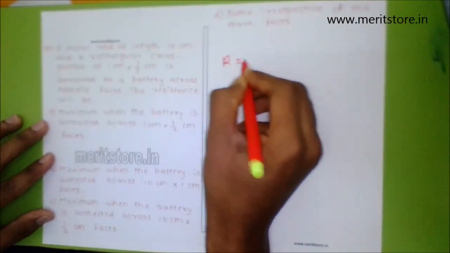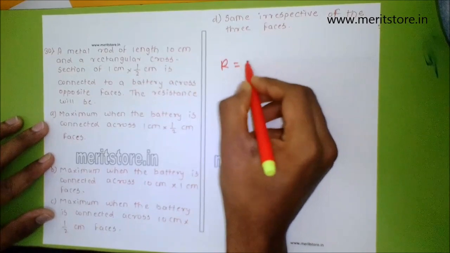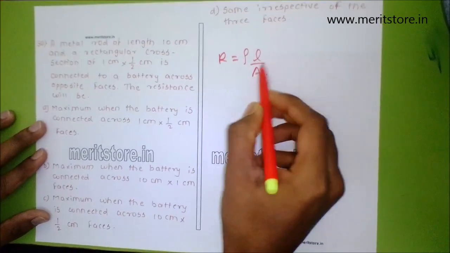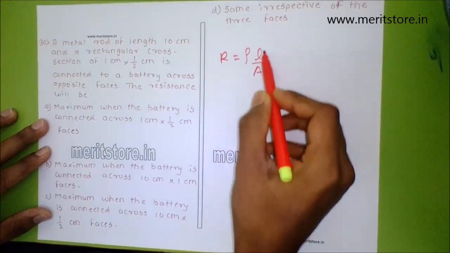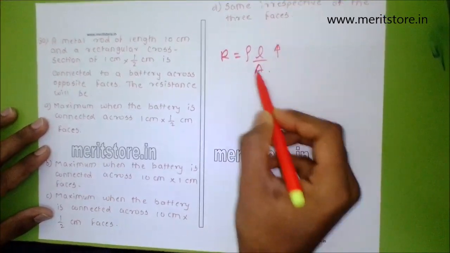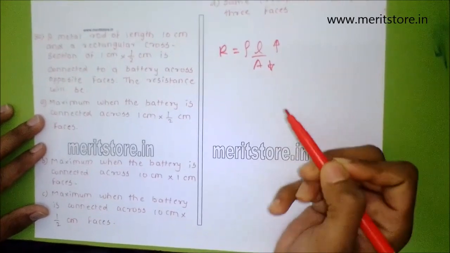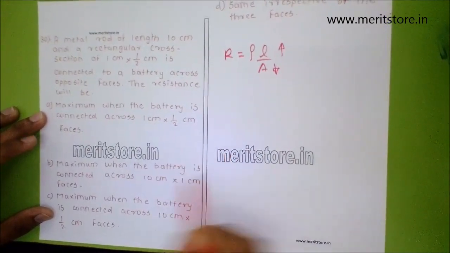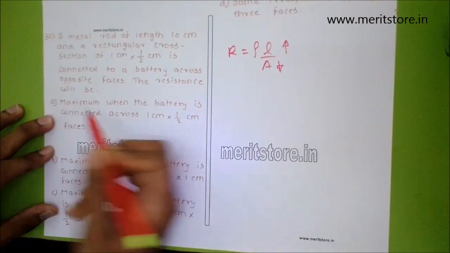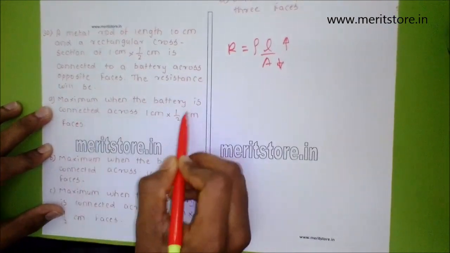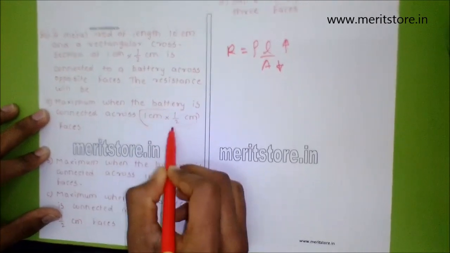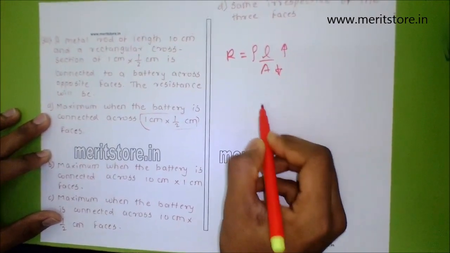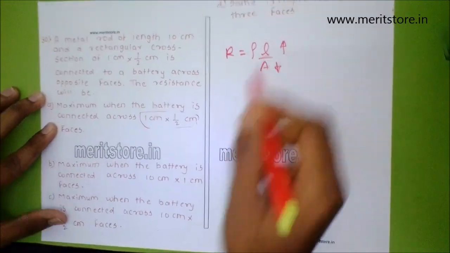We need to note that the resistance of a conductor R is equal to rho L by A. From this we understand that the resistance is maximum when the length is maximum and when the area of cross section is minimum. Among the following 4 options, the option A has the battery connected across the faces of 1 cm cross half centimeter area of cross section, and the length is 10 centimeters.